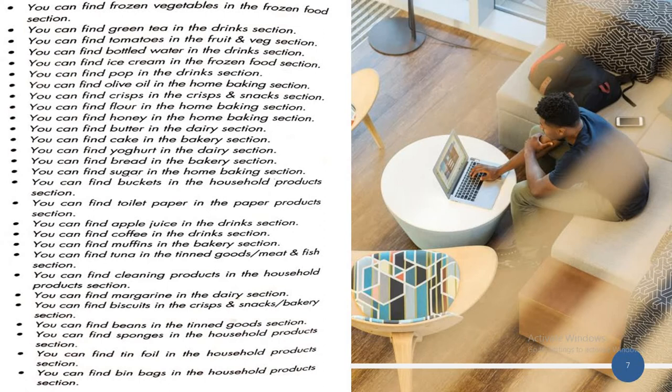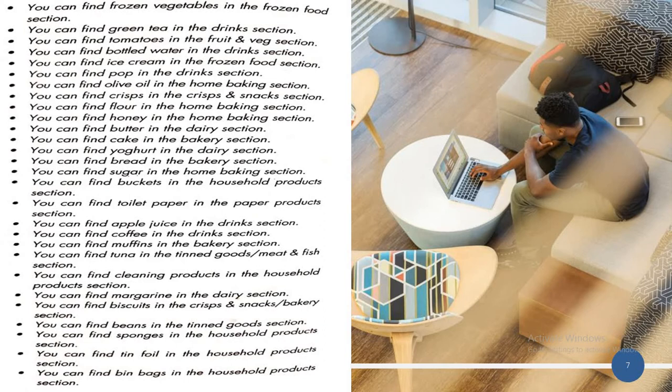You can find flour in the home baking section. You can find honey in the home baking section. You can find butter in the dairy section. You can find cake in the bakery section. You can find yogurt in the dairy section. You can find bread in the bakery section. You can find sugar in the home baking section. You can find packets in the household products section.